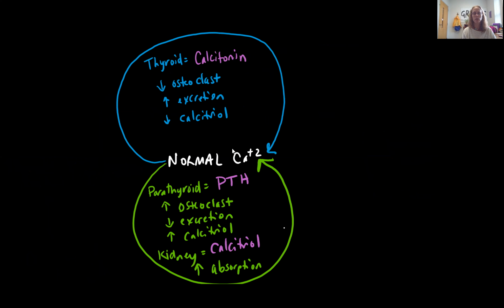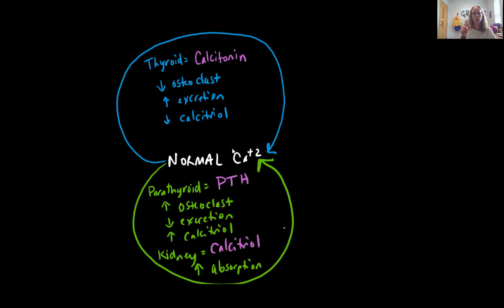Okay, so here's our summary. When your calcium levels are too high, we have the thyroid gland releasing calcitonin. Ultimately, we're going to get a decrease of osteoclast activity, increase of excretion, and a decrease of calcitriol, so that we are storing calcium in the bone rather than releasing it. We're getting rid of extra calcium in our urine, and we're not absorbing calcium from the diet. And that's going to return to normal.